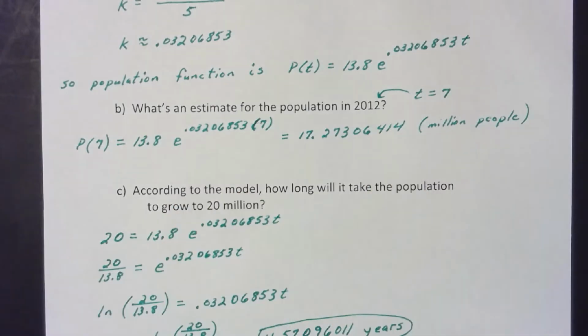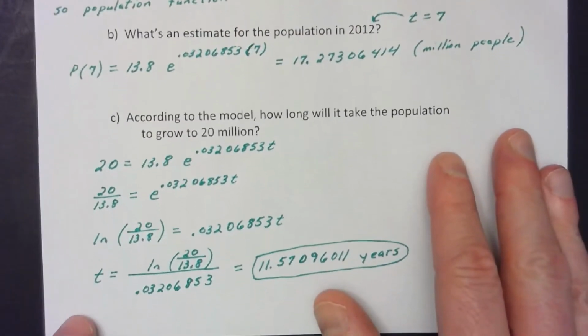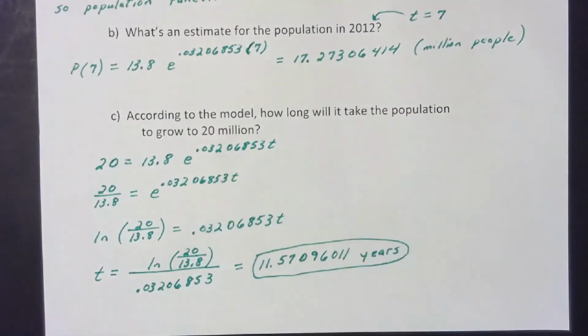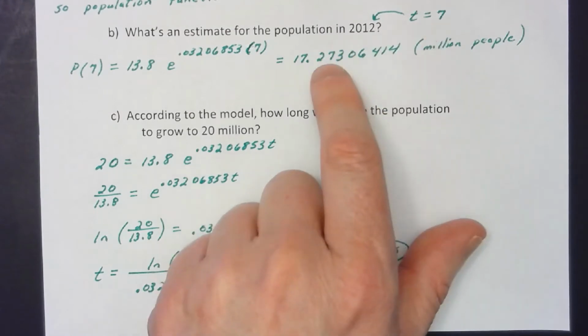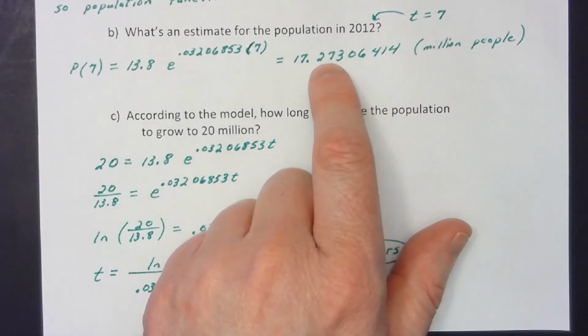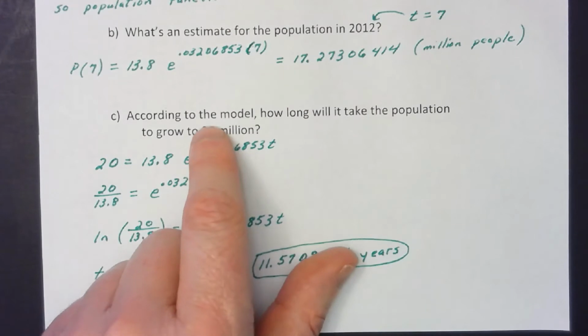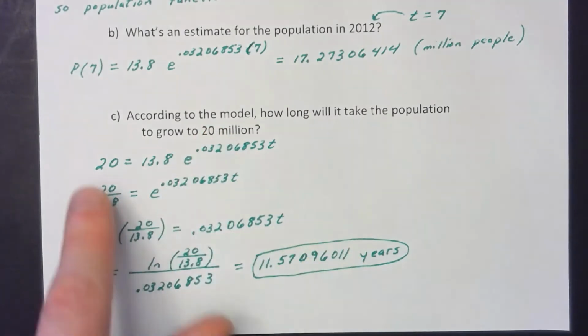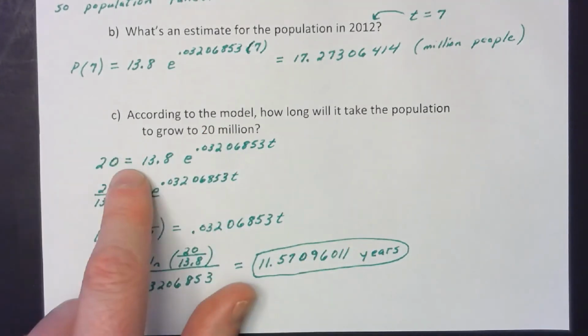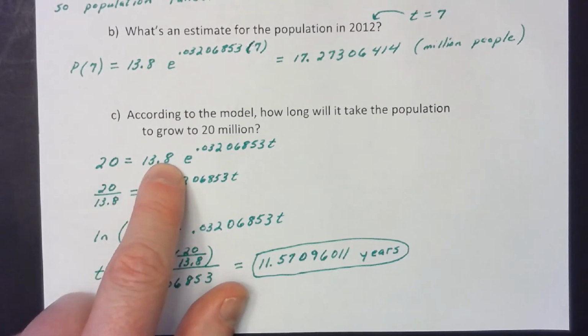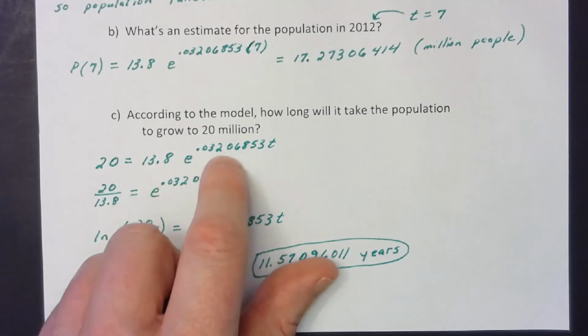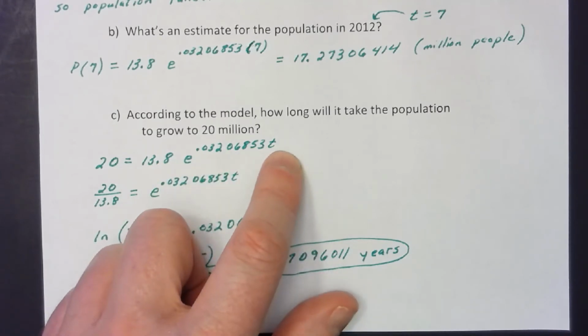Okay, up next, I'm wanting to carry on from that problem and say, how long would it take for the population to reach 20 million? I already know in 7 years it reaches 17.273 million. So it's not going to take many more years for it to reach 20 million. Well, I just set it up. Your population at time t is equal to 20. Set that equal to your original population, 13.8 million, times e to the k times t power. All right, no problem.